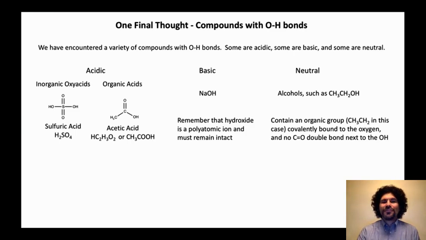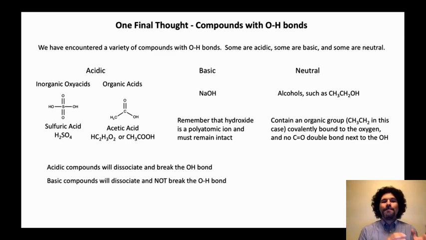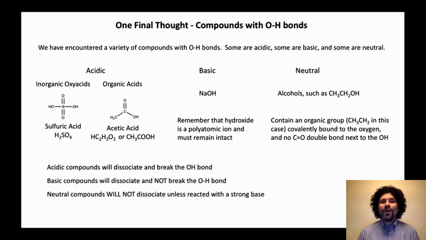Okay, so here's what you have to remember to keep this straight. Once you have identified a compound as being acidic, it's going to dissociate, and in the course of dissociating, it will break the OH bond. Basic compounds will dissociate, but when they dissociate, they will not break the OH bond because hydroxide is a polyatomic ion and must remain intact. And finally, neutral compounds such as alcohols will not dissociate. They will just dissolve in water. And in fact, they will not dissociate unless they are reacted with a strong base.